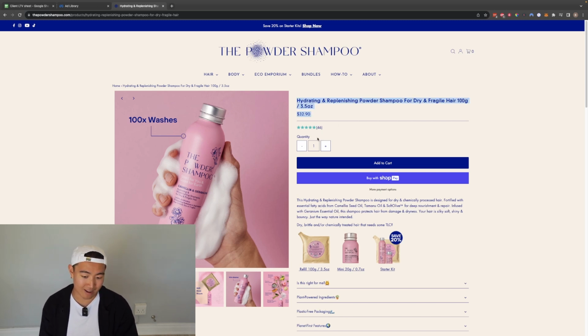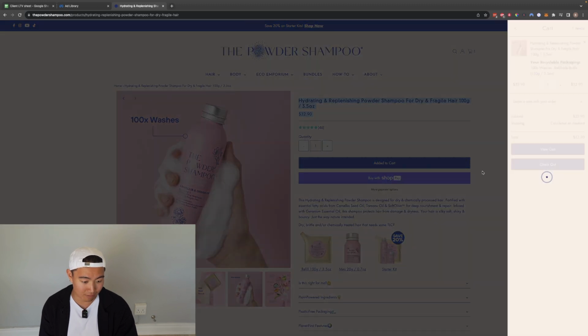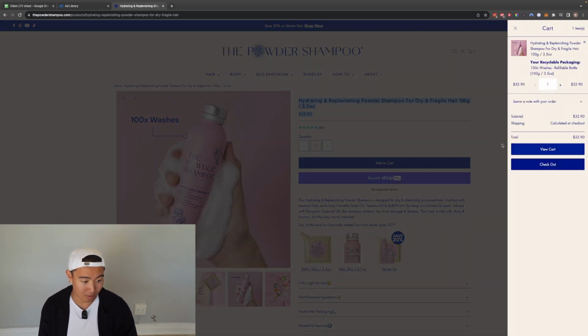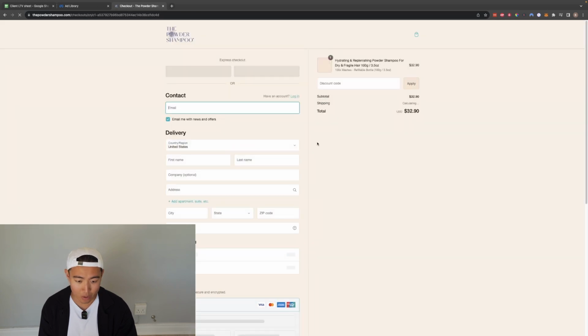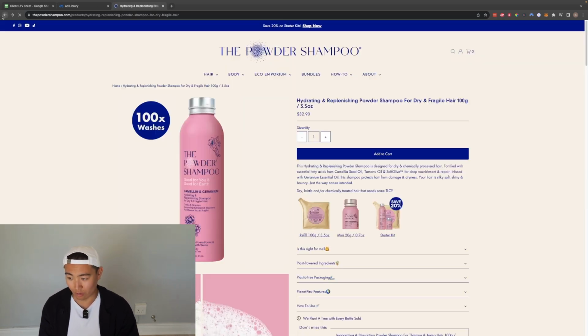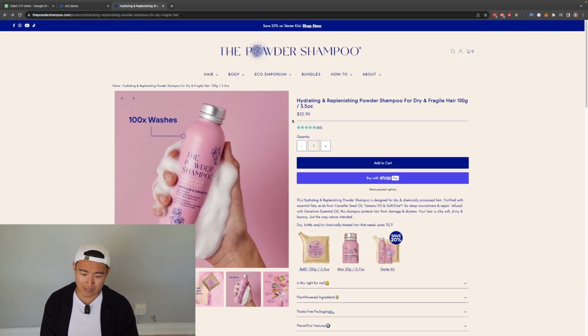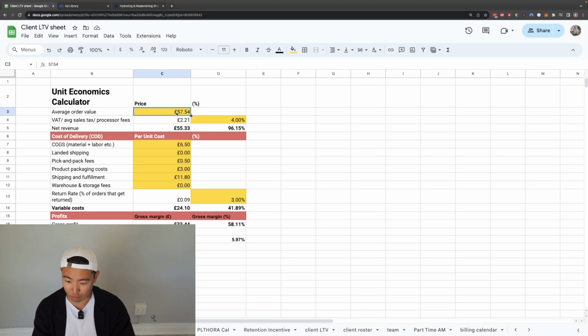So let's say they don't really have any easy ways to bundle. They don't really have any checkout upsells in cart. Maybe they have some checkout upsells, I don't know. They don't. Okay, cool. So easy. This brand will probably have, if I'm being generous, anywhere from a $45 to $50 average order value. So let's put that into the calculator.